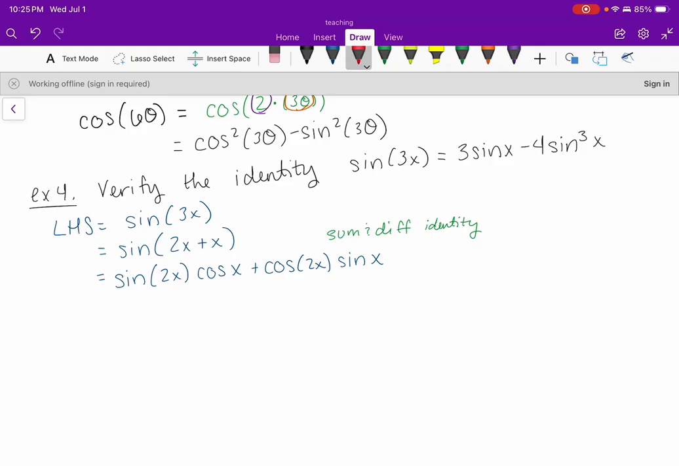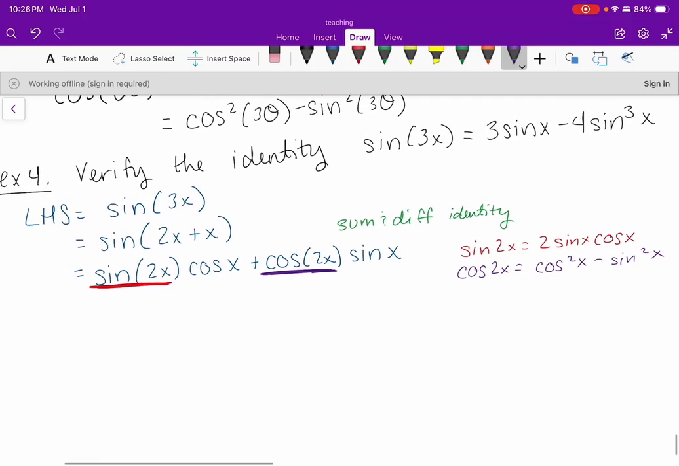Now if I look at where I'm trying to get to, I see that I only have x. I don't have any like two x's. So I'm going to replace my sine 2x and my cosine 2x with the double angle identities. So I'm replacing sine 2x. I'll put a note here. We're using the double angle here. So I have sine 2x is equal to 2 sine x cosine x. I'm also going to replace cosine 2x, which is cosine squared x minus sine squared x. I'm replacing those identities.